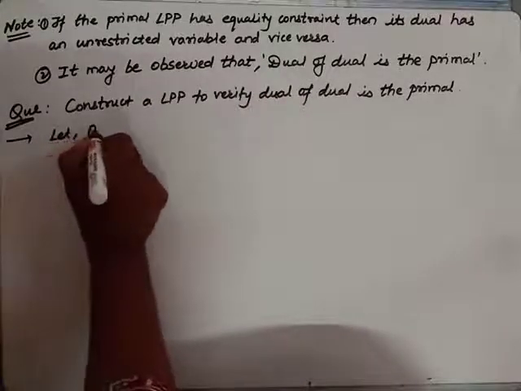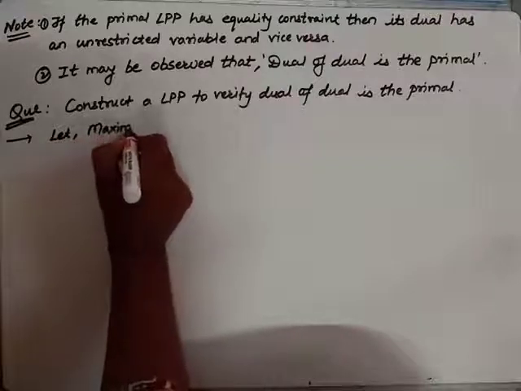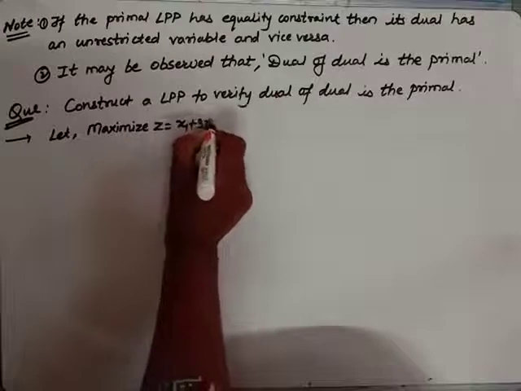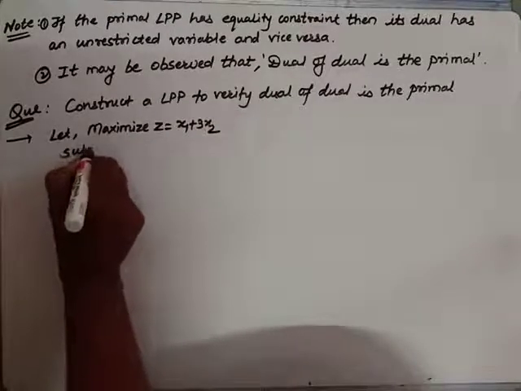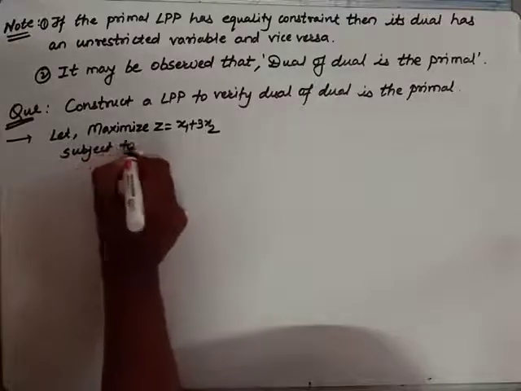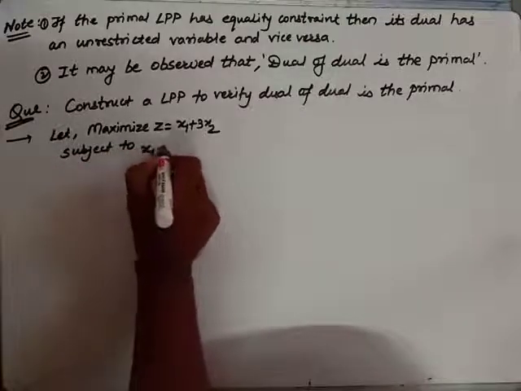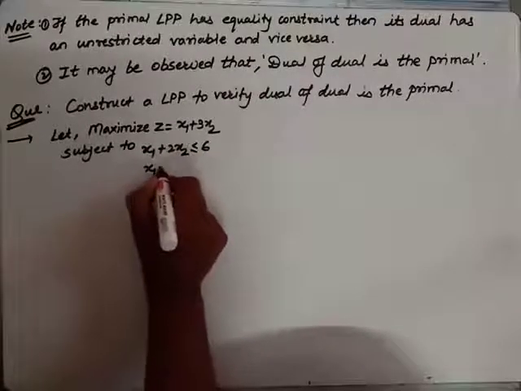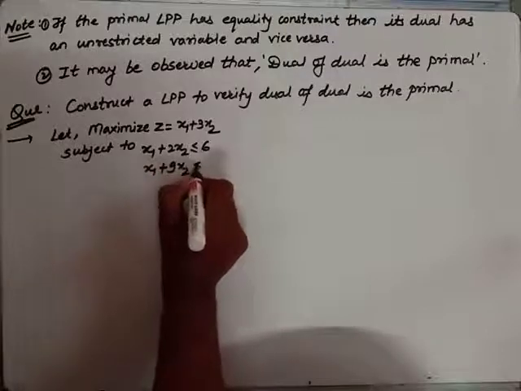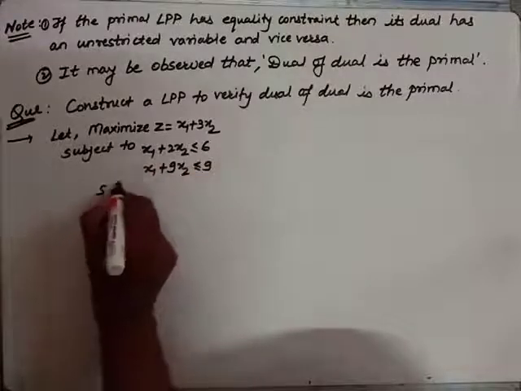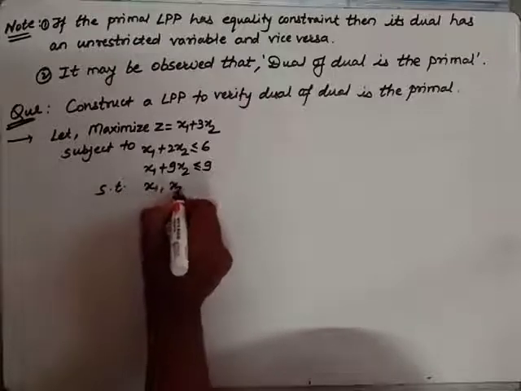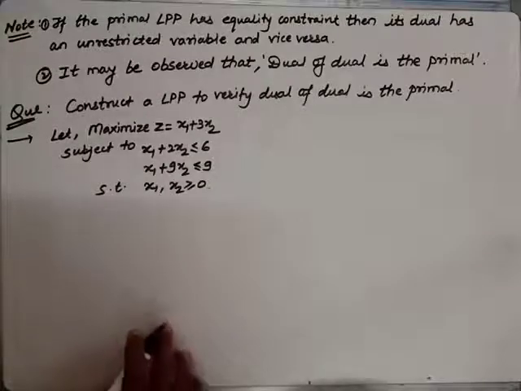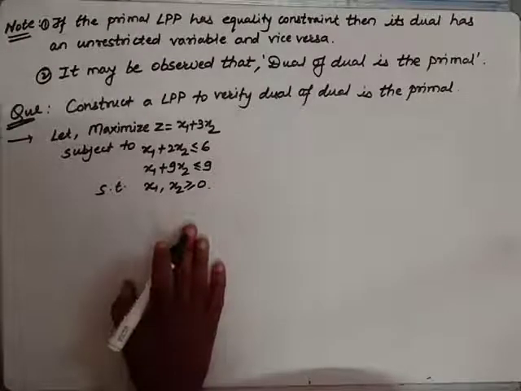Let me take maximize z equal to x1 plus 3x2 subject to x1 plus 2x2 less equal 6, x1 plus 9x2 less equal 9, such that x1, x2 greater equal 0. Now no need to write the theoretical part always. Now here you can directly write the dual from this.